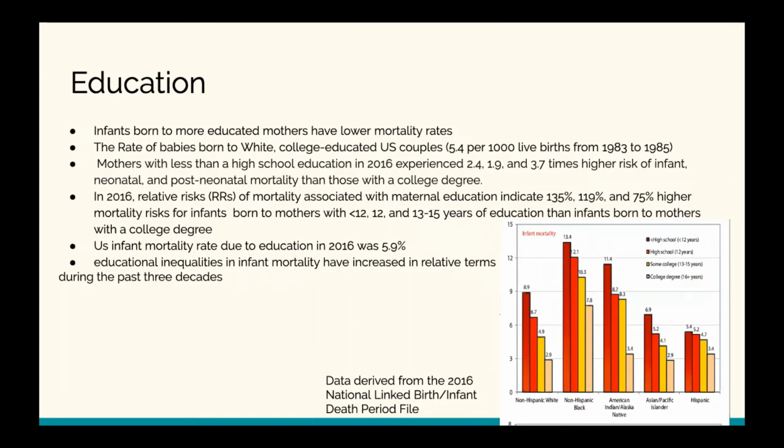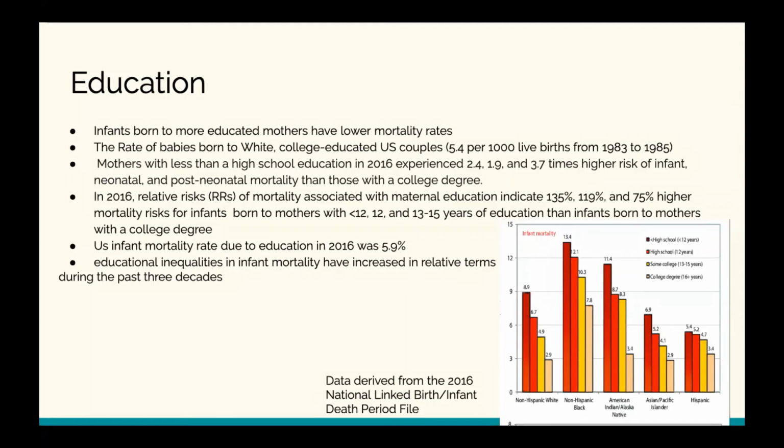I will be discussing the factor of education in terms of the infant mortality rate. Infants born to more educated mothers have lower mortality rates, which has been shown in recent studies. The rate of babies born to white, college-educated U.S. couples is 5.4 per 1,000 live births from 1983 to 1985.